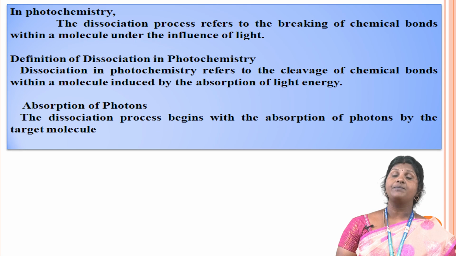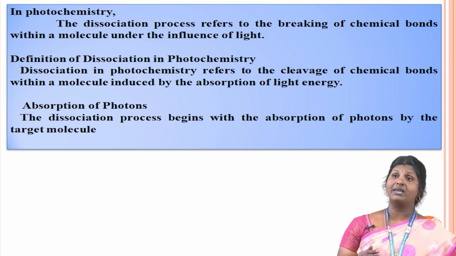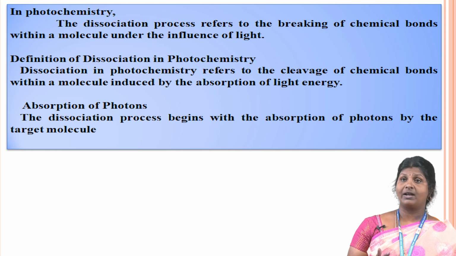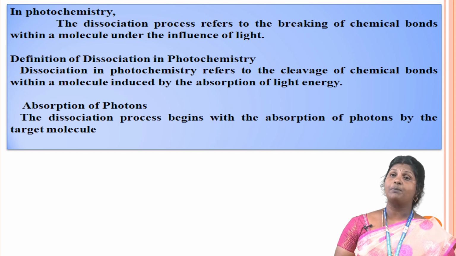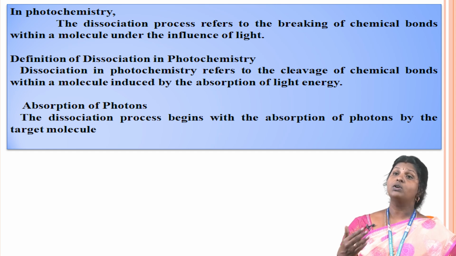In photochemistry, the dissociation process refers to the breaking of chemical bonds within a molecule under the influence of light. This process can result in the formation of fragments or products with different properties compared to the original molecule.